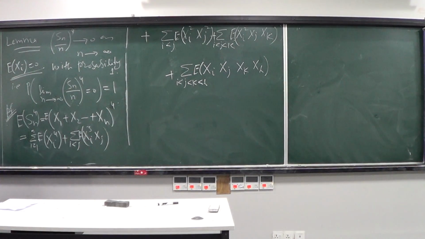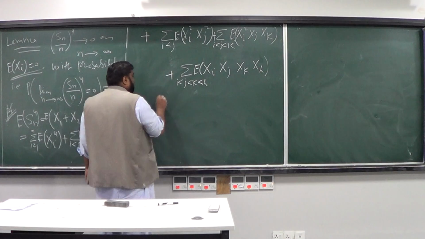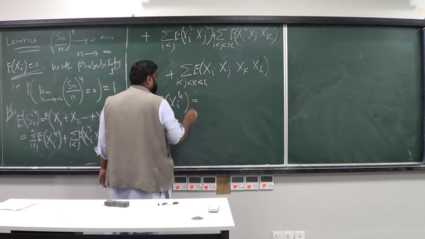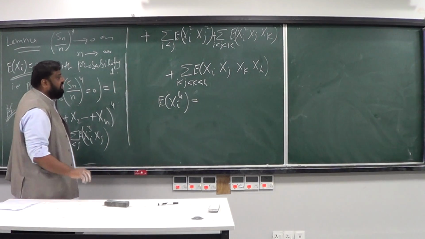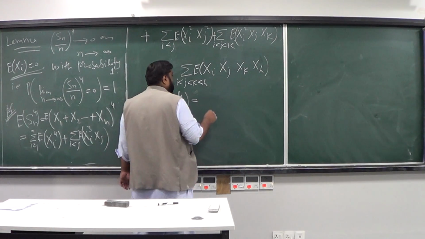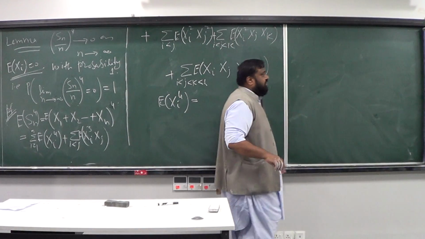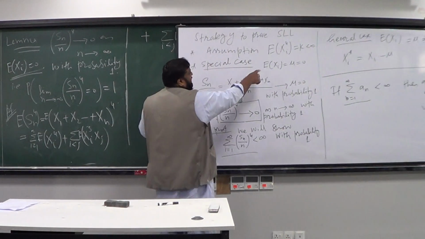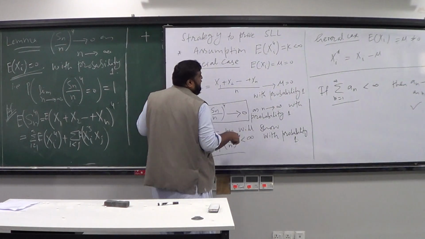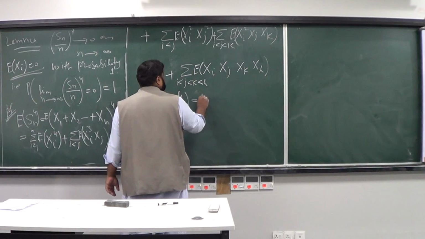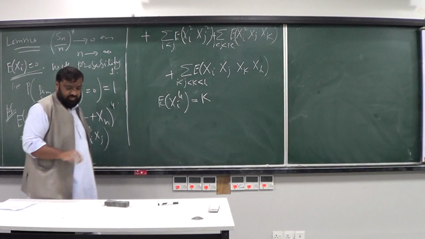And now let's think about the expectation of each kind of term. By the way, what would be the expectation of xi power 4? Okay, what would be the expectation of xi power 4? We have assumed, if you remember our general assumption, that the expectation of xi power 4 is constant, which is clear. We are proving this result under this assumption, so this is going to be k. Okay?